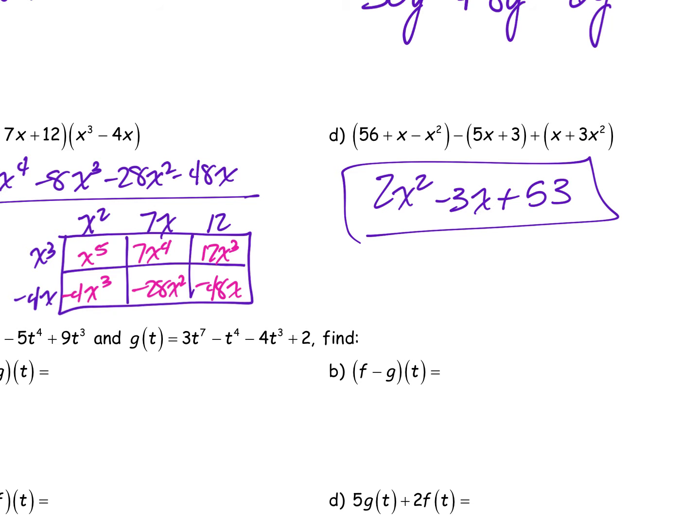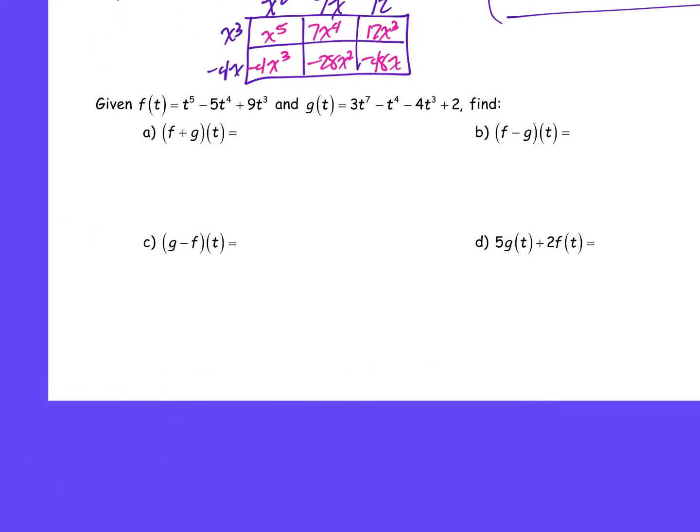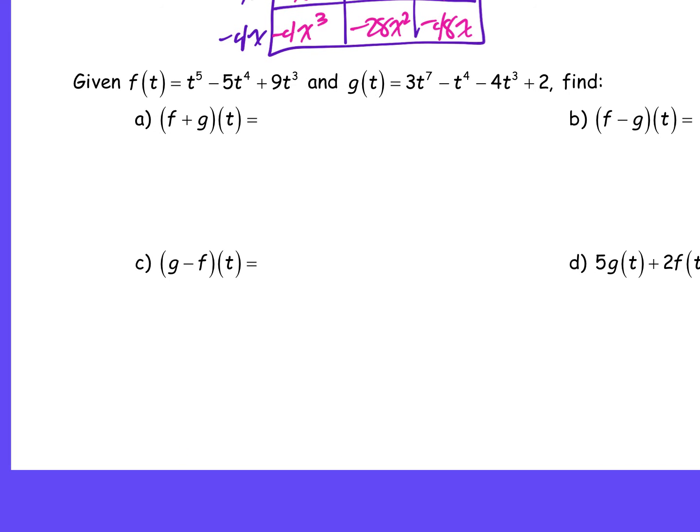Okay, so let's talk about the last four here. How about A? I know some of you got this far because I saw your papers. So you can rewrite this out. I could write this out as t to the 5th minus 5t to the 4th plus 9t cubed plus 3t to the 7th minus t to the 4th minus 4t cubed plus 2, right? And then mostly I'm just adding and subtracting.